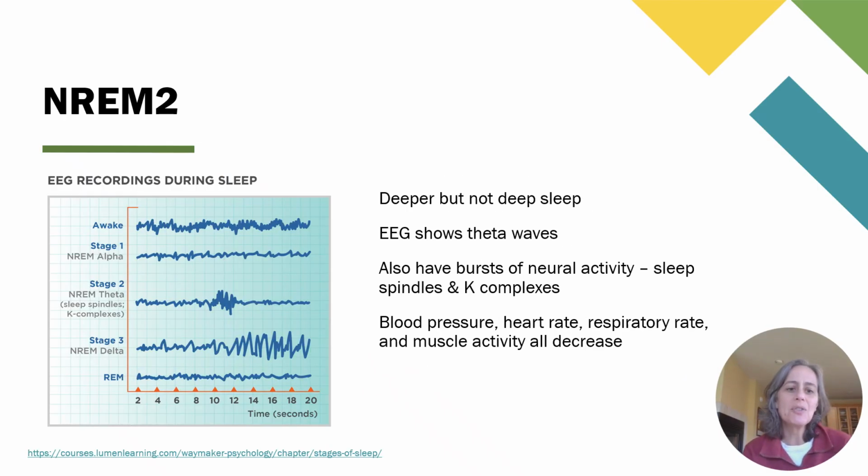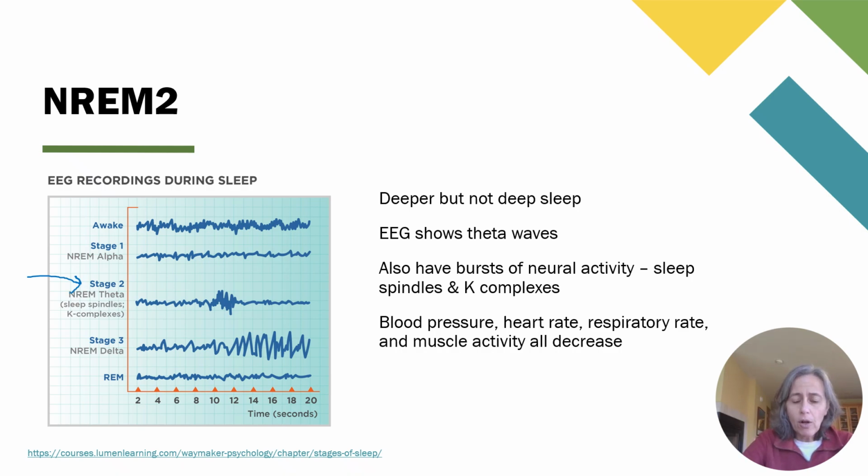Next, we move into non-REM sleep, phase 2, which is deeper than 1, which was just dozing. So now you're definitely asleep, but you're not deeply, deeply asleep. This is like medium sleep. And on the EEG, we're going to see theta waves, which we sometimes see a little bit in phase 1 sleep. Okay, so stage 2 over here.